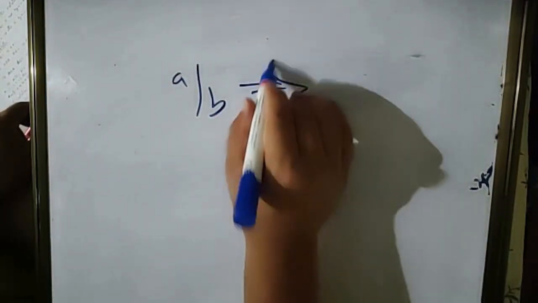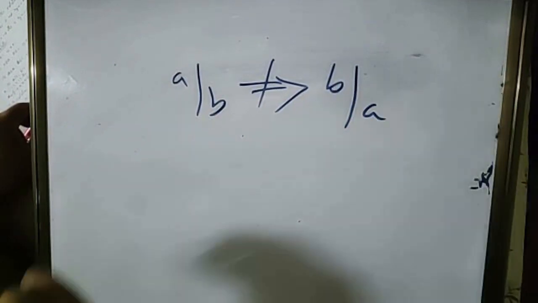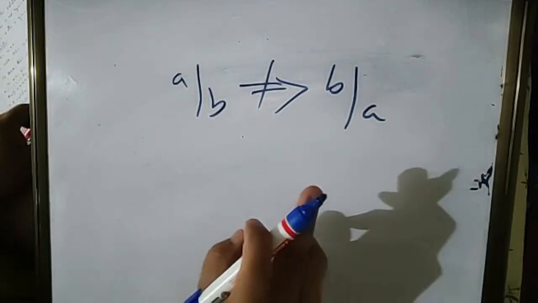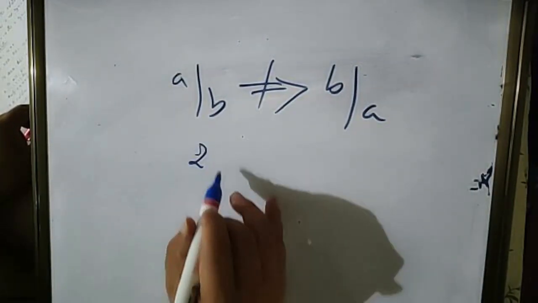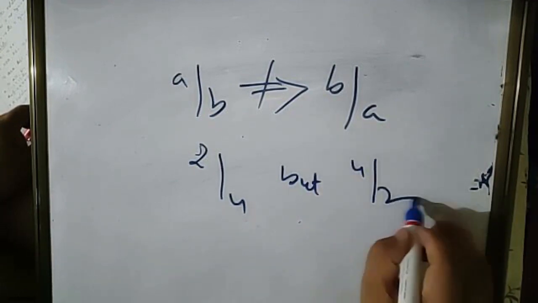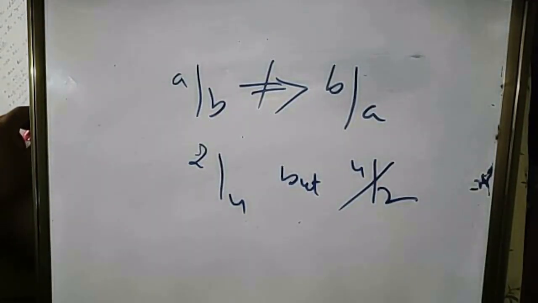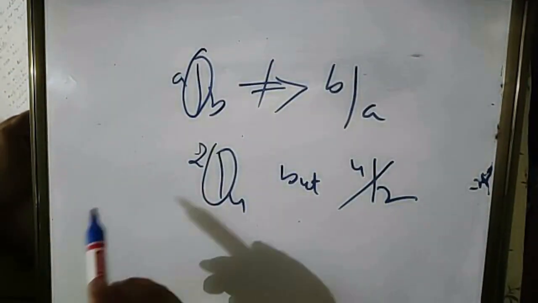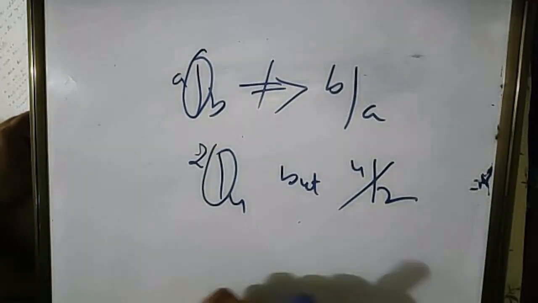Now see an example in which the relation is not symmetric. For example, A divides B does not imply B divides A. If A divides B, it is not necessary that B also divides A. For example, 2 divides 4, but 4 does not divide 2. It does not divide, right? Therefore this divides symbol is a relation which is not a symmetric relation.